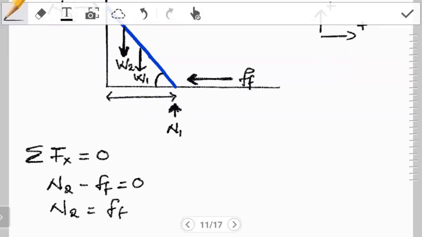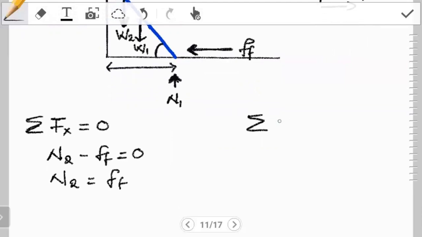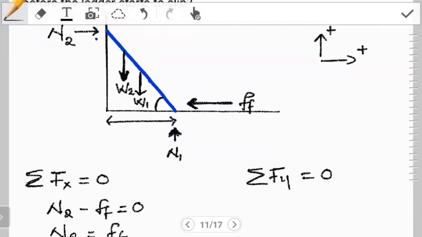Okay, so how about in the y-axis? What is happening there? What we are seeing is that the sum of forces in the y as well must add up to 0. But what are the forces in the y-axis? We're only seeing 3.